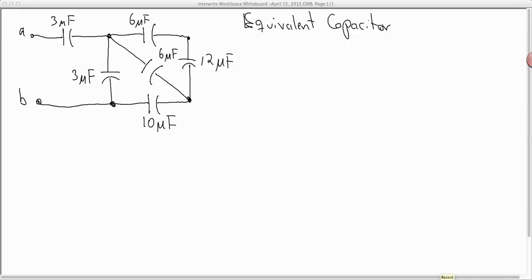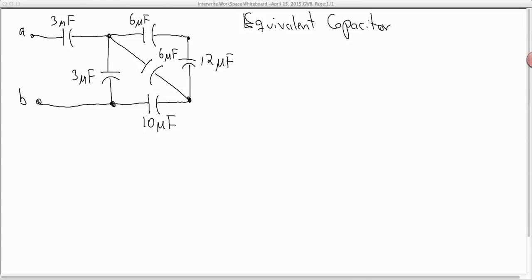Okay, this is our first example on finding an equivalent capacitor when we have a network of capacitors. So the important thing now is to remember from what you've seen in the theory in your textbook and in the previous videos, that capacitors in series are gonna be combined in the same way that we were combining resistors in parallel. And capacitors in parallel are gonna be combined in the way that we were combining resistors in series.